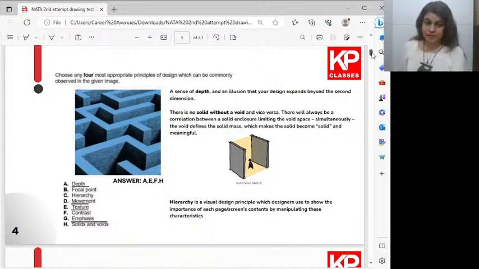Simultaneously, the void, okay, void means the empty space, defines the solid mass, which makes the solid become solid and meaningful. Like over here, we can see there is solid and there is a particular space which is left, which is not filled with solid, which is the void. So we can see the principle of solid and void over here.